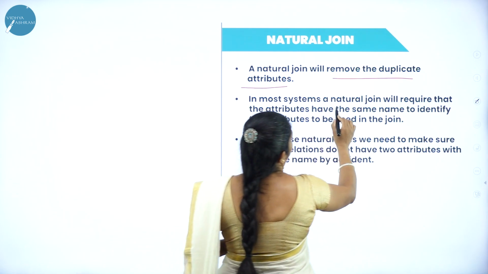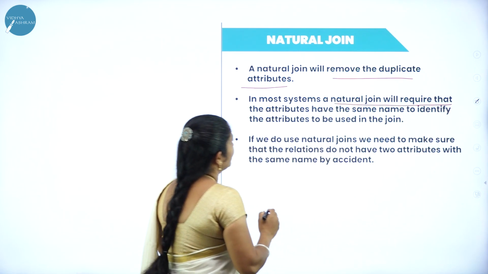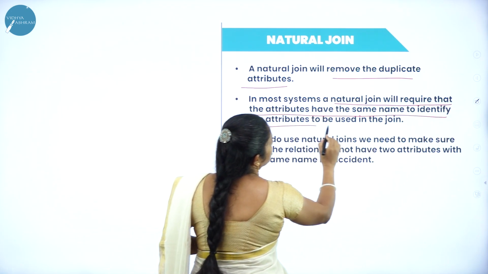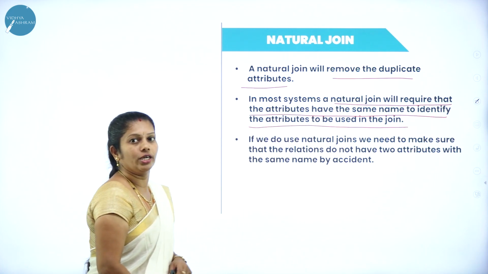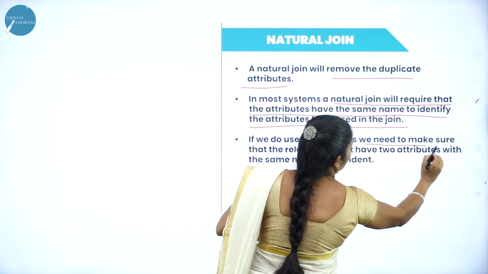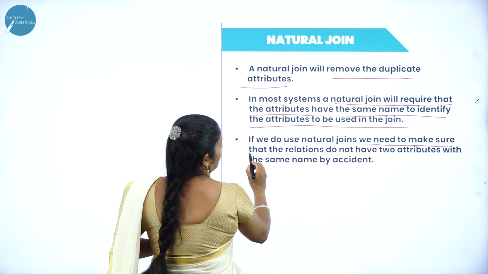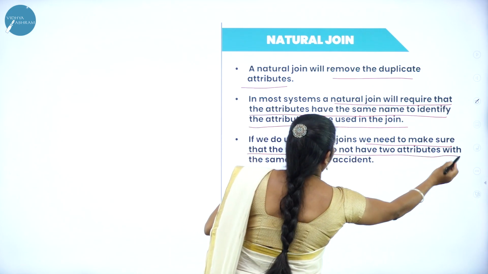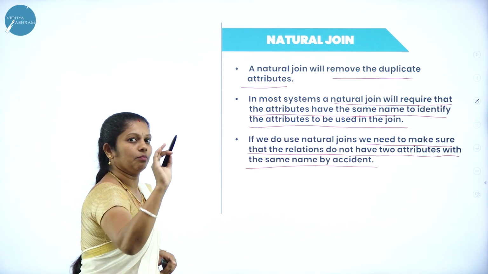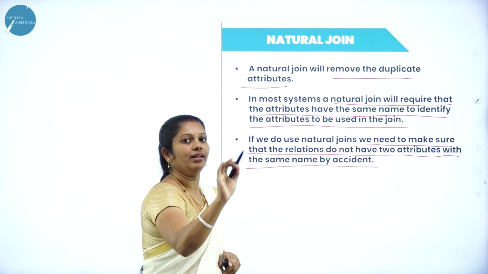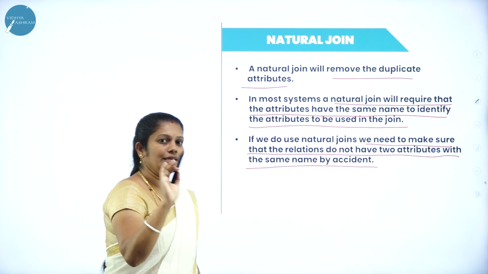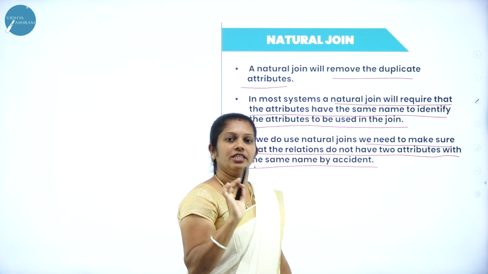In most systems, natural join will require that the attributes have the same name to identify the attributes to be used in the join. If we do use natural join, we need to make sure that the relation does not have two attributes with the same name by accident also. By same name also, there should be a way to avoid the duplication. These are the major concepts on natural join. The only thing you have to remember is the way to avoid the duplication, that's all.